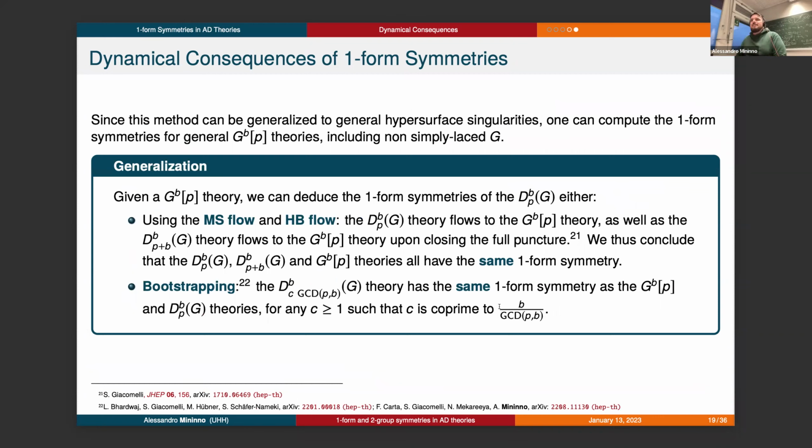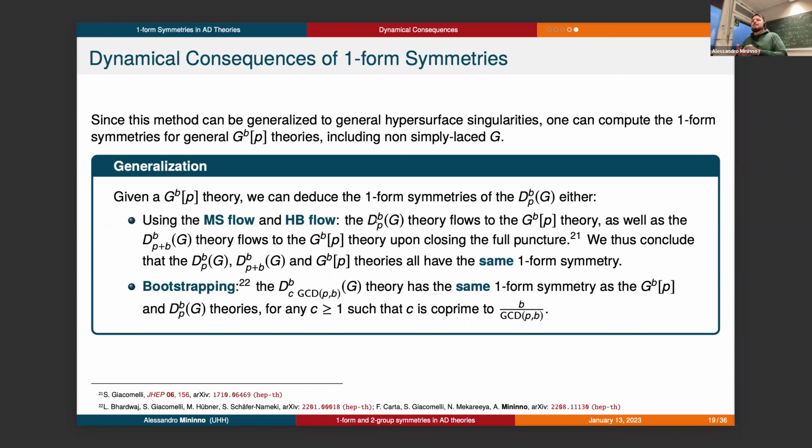And this is the generalization indeed, because we can then study any hypersurface singularity, and one can compute the one-form symmetry for this general hypersurface singularity GBP, where G can also be non-simply laced. And in this way, we can deduce the one-form symmetry of the DPG theory that flows to the GBP after you close the puncture, because these one-form symmetries are invariant under the Maruyoshi-Song flow or the Higgs branch flow. And this is the one possibility.